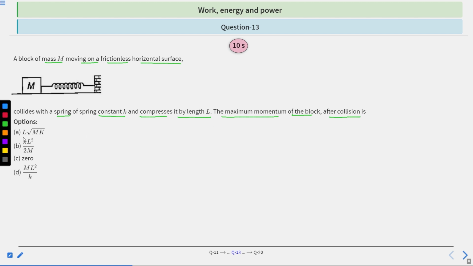The given options are: option A, L under root mk; option B, kL square divided by 2m; option C, 0; and option D, mL square divided by k. So which one is correct? You have 10 seconds to solve this question. After 10 seconds, we will provide the solution.